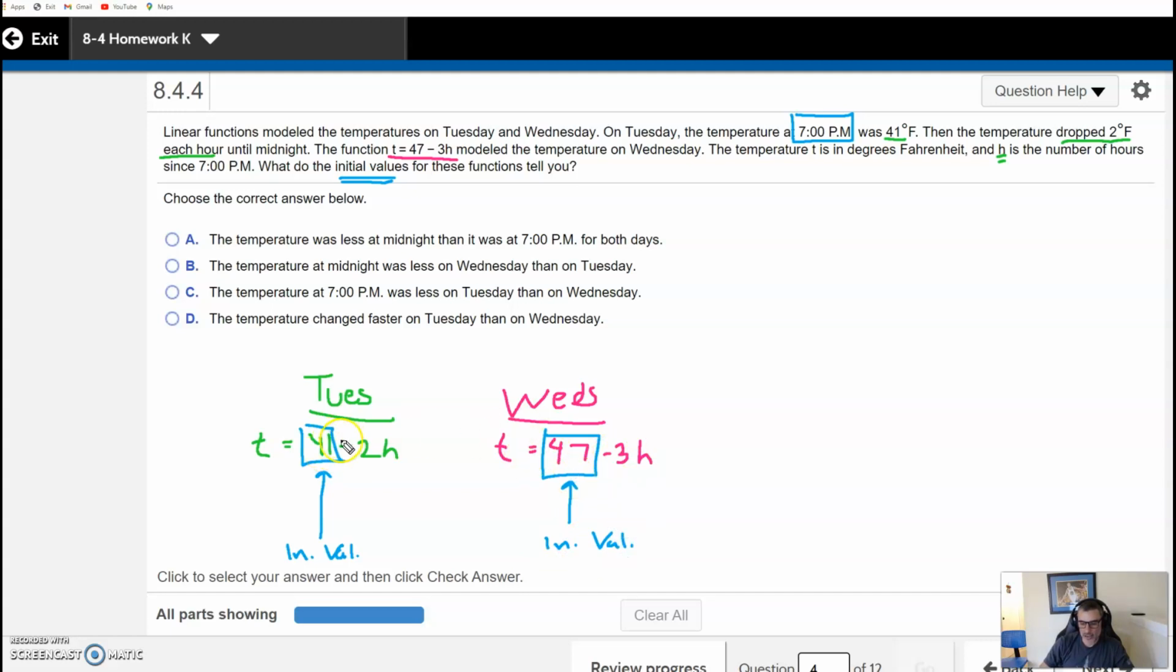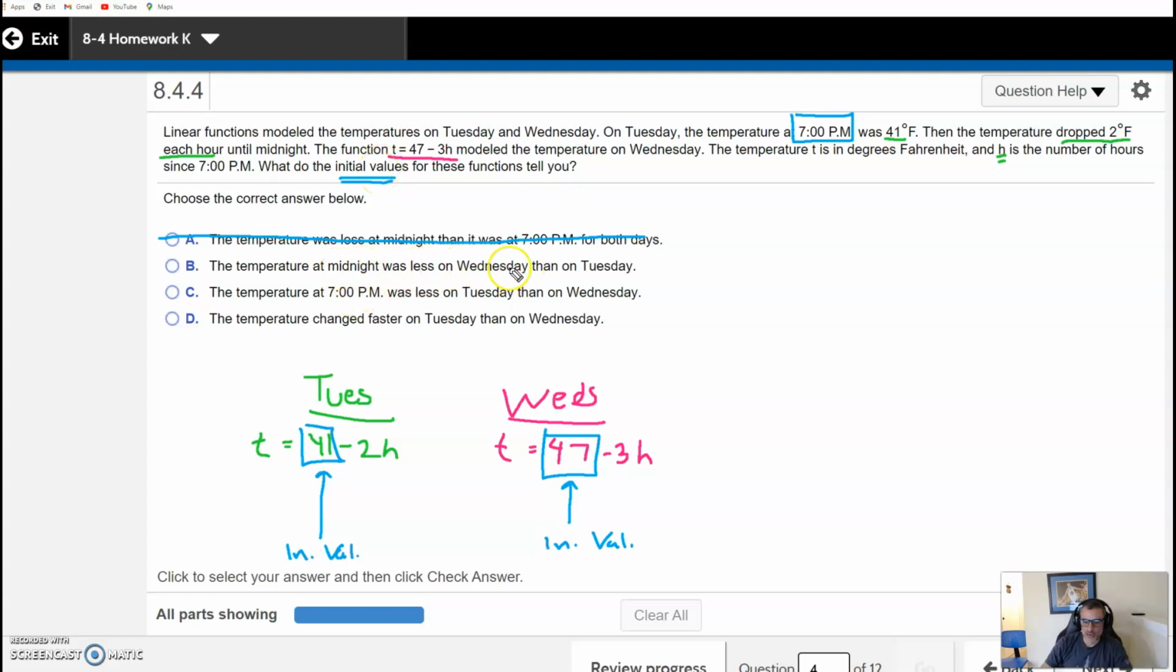So the temperature tells us, hey, this was the temperature at 7 p.m. when we started measuring. So which of these is correct? The temperature was less at midnight than it was at 7 p.m. for both days. That is true. Okay, this is absolutely true, but it doesn't answer the question. Obviously, the temperature is going to be less at midnight because the temperatures are decreasing, but that's not what the initial value tells us, right? So that can be kind of tricky. Remember, you always want to make sure you're answering the question. What do the initial values tell us?